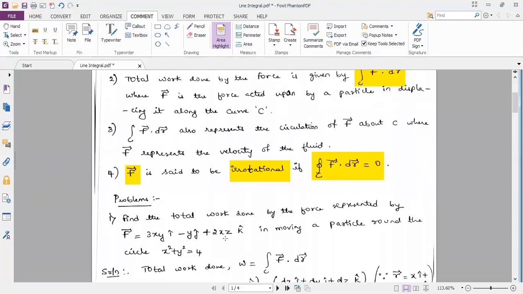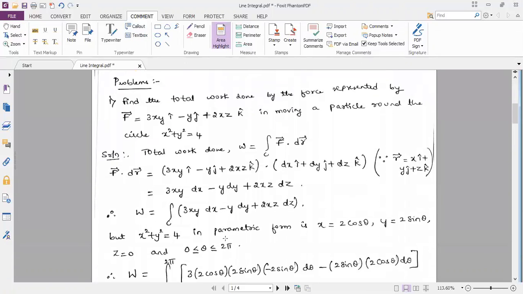Find the total work done by the force represented by vector F equal to 3xy i minus y j plus 2xz k in moving a particle around the circle x square plus y square is equal to 4. Now the formula for total work done is given by W is equal to the integral over C of F dot dr. Let us first perform F dot dr. Vector F is given, dot product with dr.